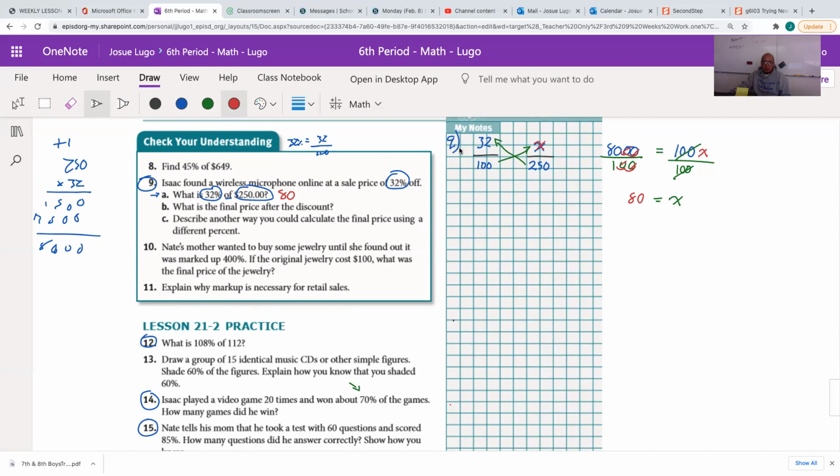So now if we do 9B, 9B says, what is the final price after the discount? So we're going to take the original price, 250, and we're going to subtract the discount, which is $80, and that should give us $270.